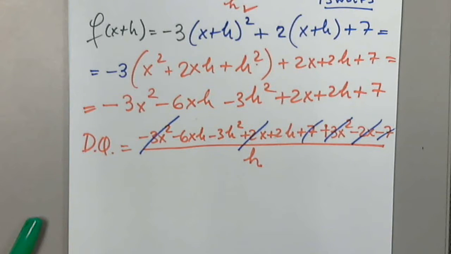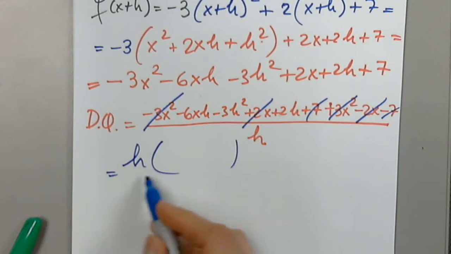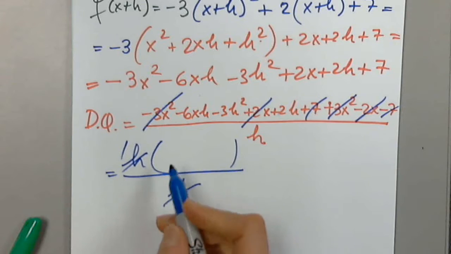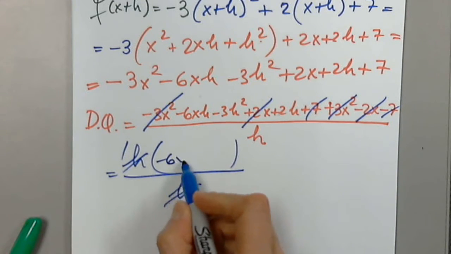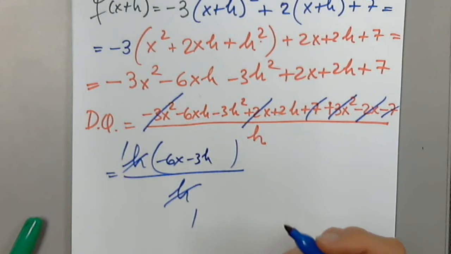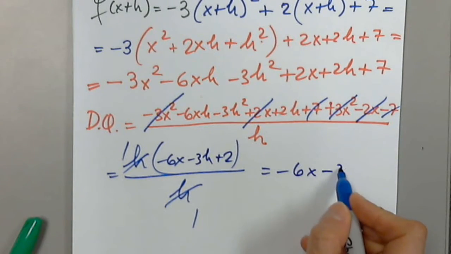Okay, how many terms are left? Good. What do they have in common? They must have h in common. Because that's how the h from the top with an h from the bottom go away. So what is left here in parentheses? 3h minus 3h plus 2. That's it, and that's the final answer.